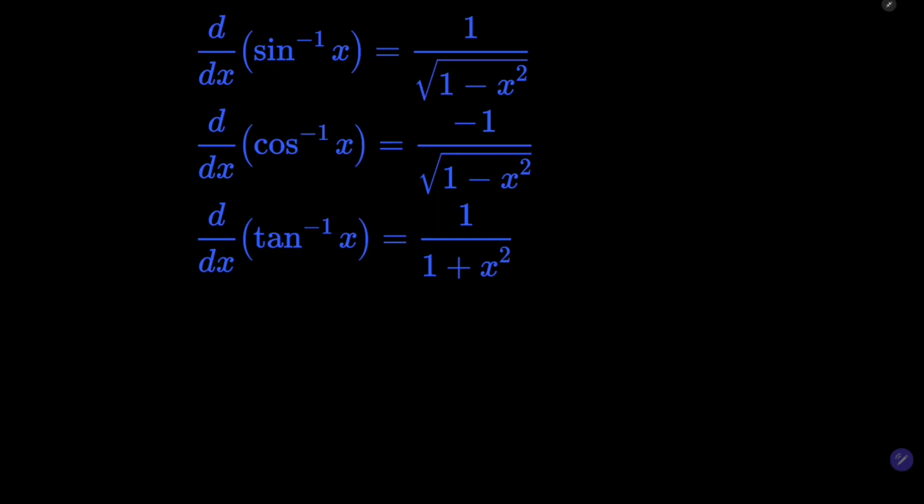So in conclusion, we're able to derive the derivatives of the basic inverse trigonometric functions like sine inverse of x, cos inverse of x, and tan inverse of x using implicit differentiation. And this gave us the derivative of sine inverse of x as 1 over the square root of 1 minus x squared, the derivative of cos inverse of x as negative 1 over the square root of 1 minus x squared, and the derivative of tan inverse of x as 1 over 1 plus x squared. So we have now derived and practiced the derivatives of the 3 main inverse trigonometric functions.